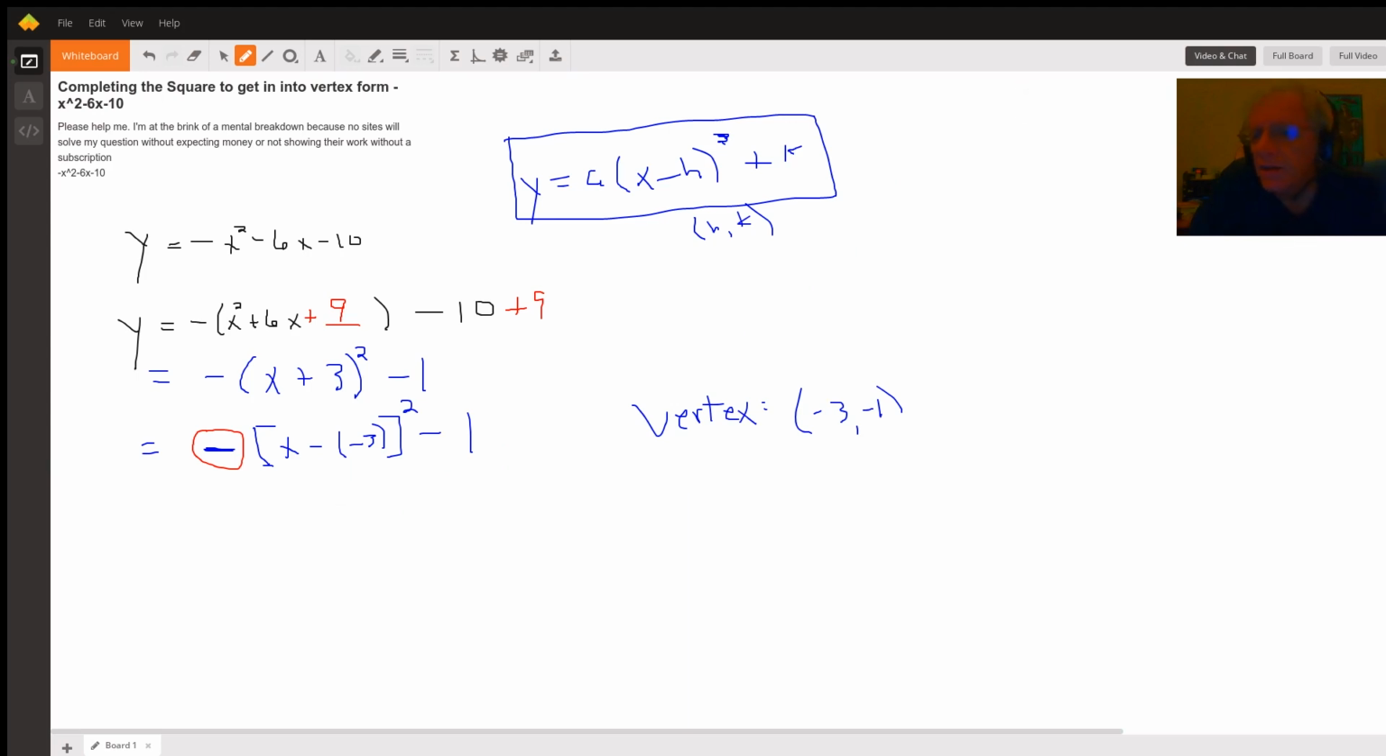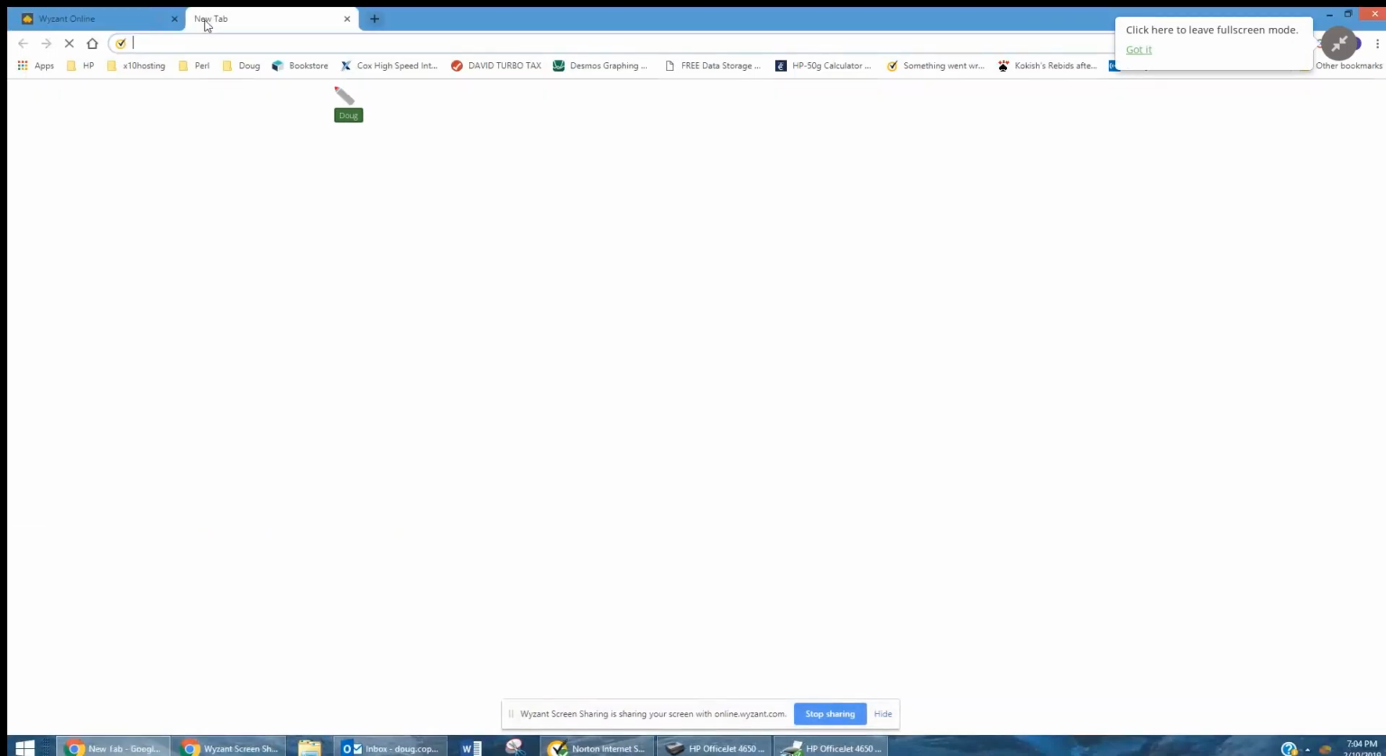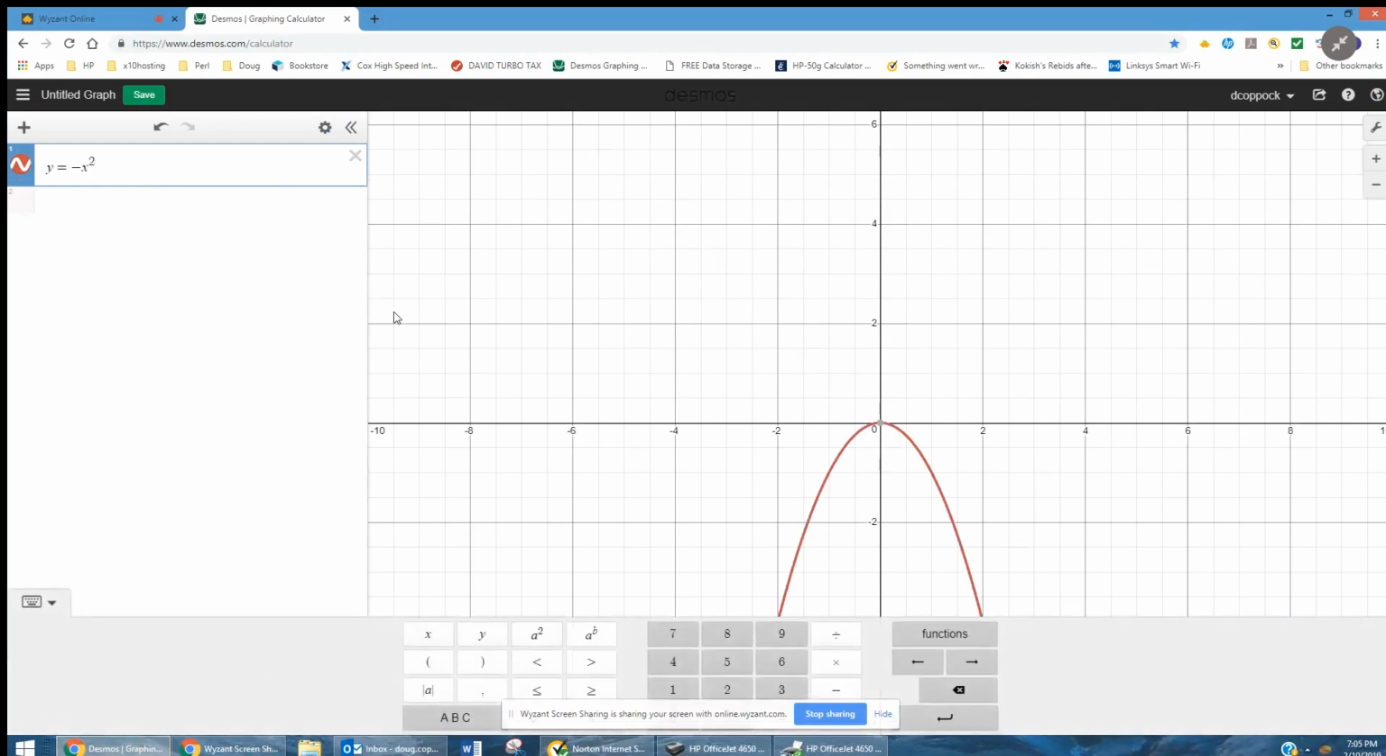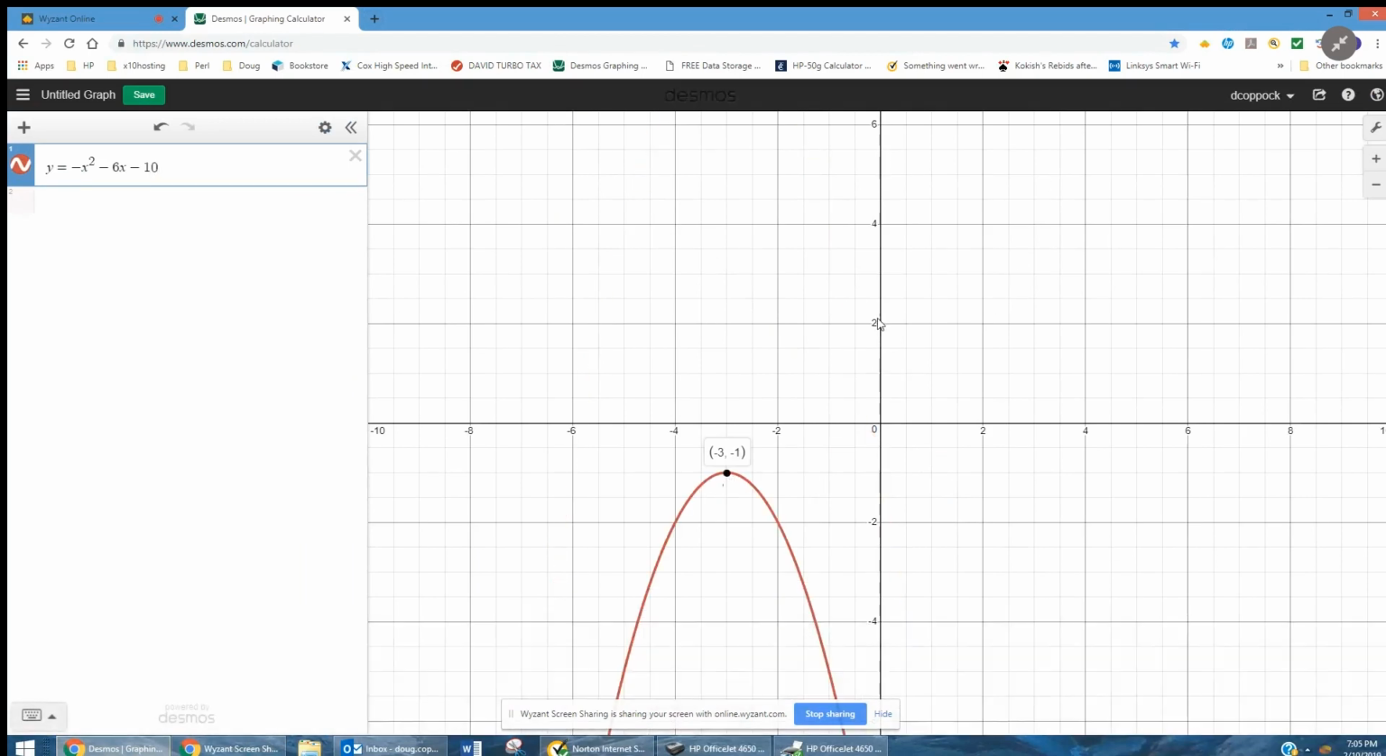Okay, if I share my screen and go to Desmos, y equals the opposite of x squared minus 6x minus 10. There's the vertex at -3, -1, and it's a downward opening parabola.